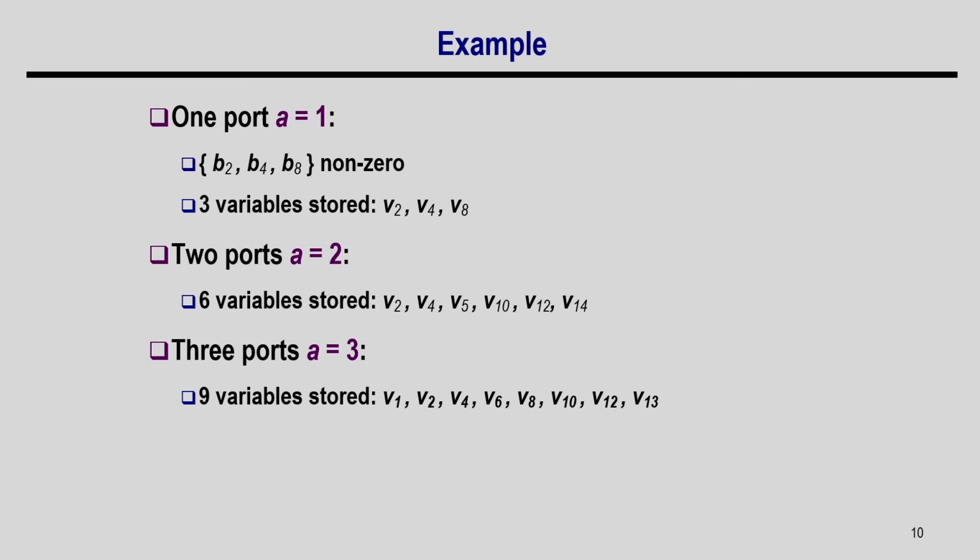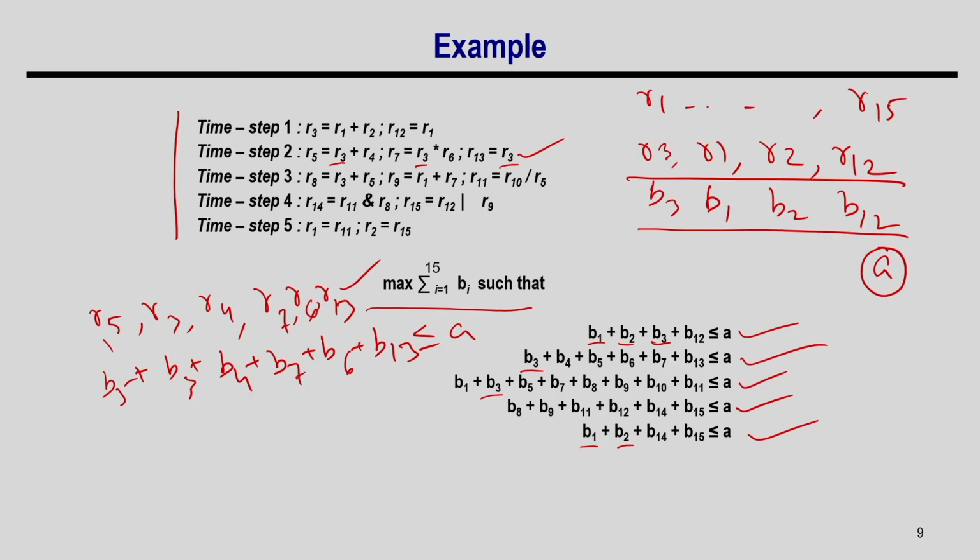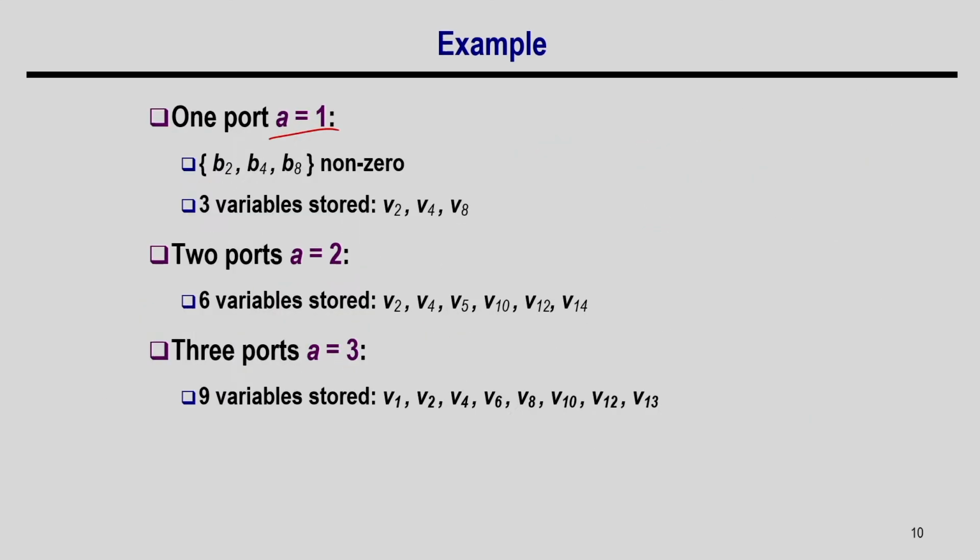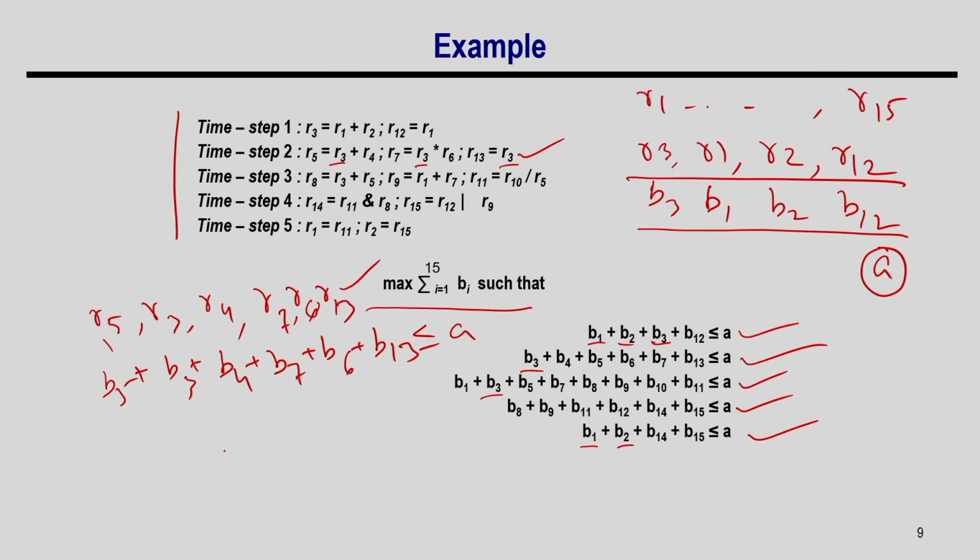So, let us say I have one port. If I have one port, how many variables can be mapped at maximum? The solution will give you B2, B4 and B8. Let us see. I have to make sure that since it is a single port, at any timestamp a maximum of one of them will be accessed.